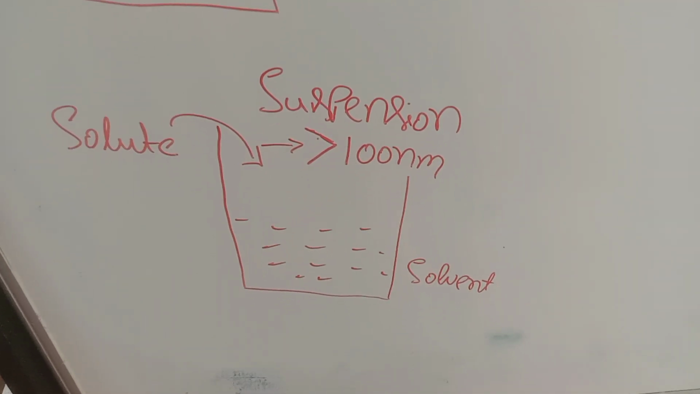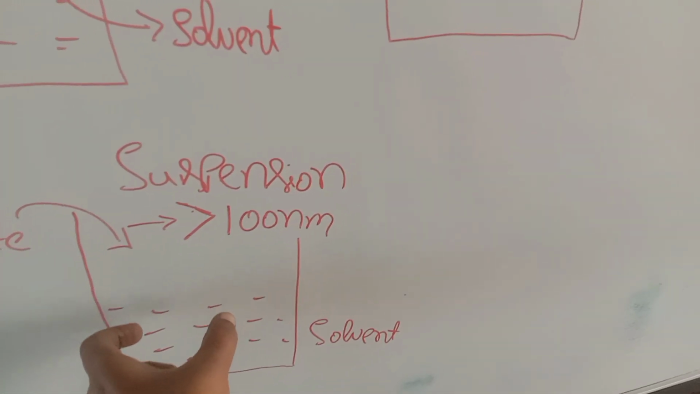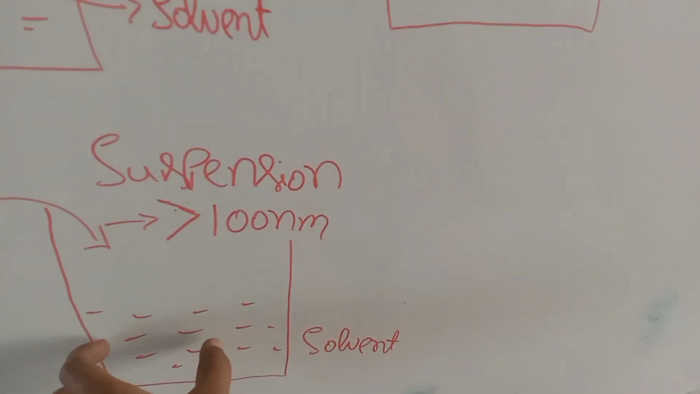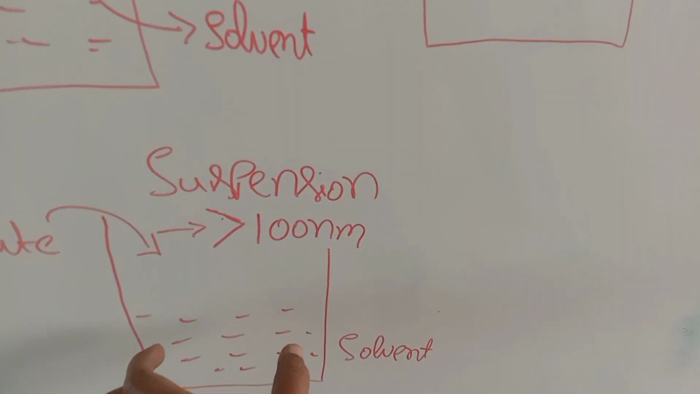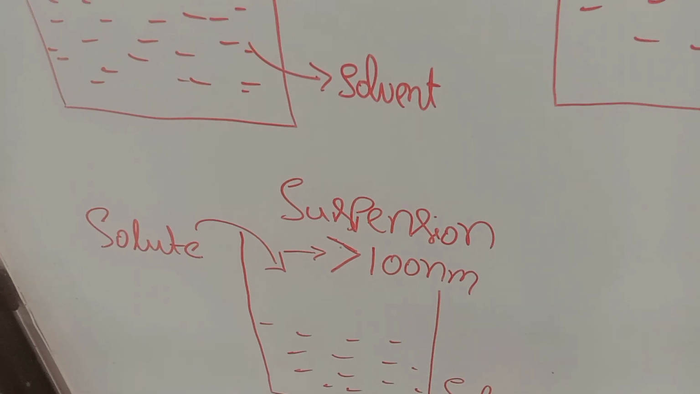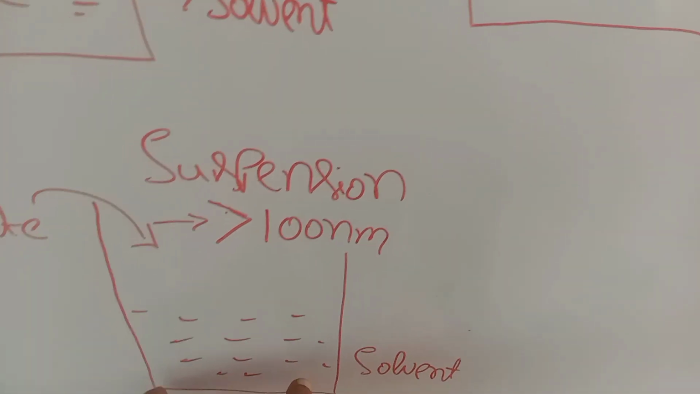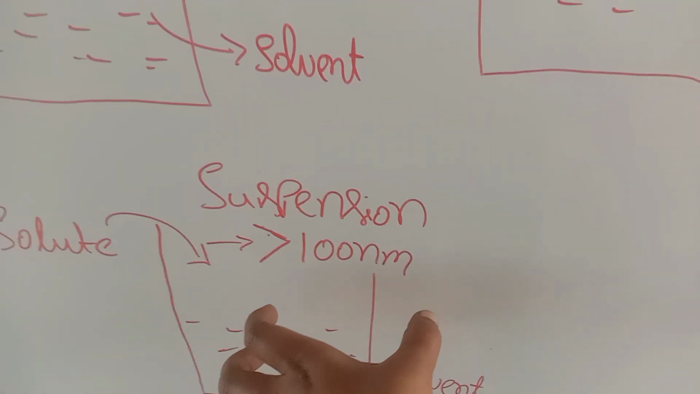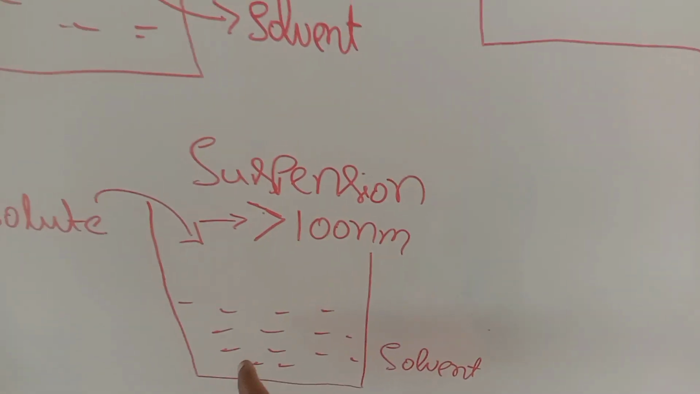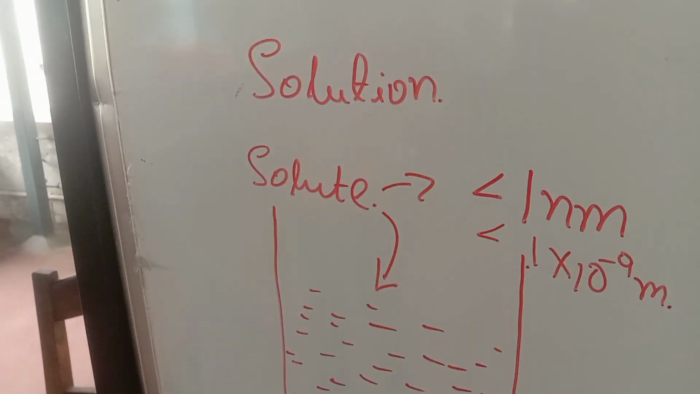When it is greater than 100 nanometer, the particles of the solute will settle down very quickly. In case of colloid, the particles will settle down very slowly, but in this case the solute particles very quickly come to rest at the bottom. Now, this is also a heterogeneous mixture. In case of suspension and colloid, we will get a heterogeneous mixture, but in case of solution, we will get a homogeneous mixture.